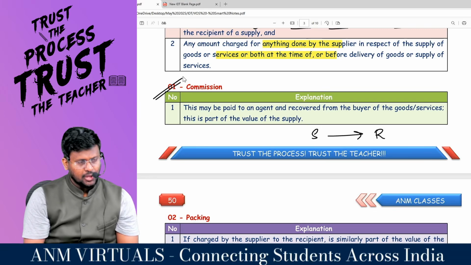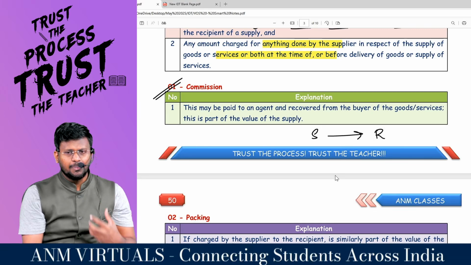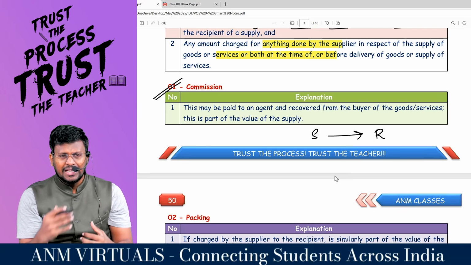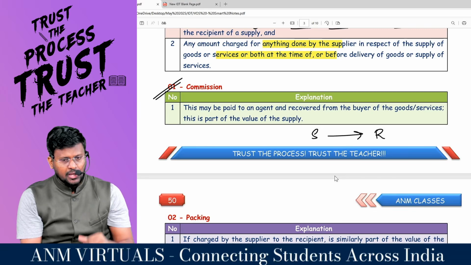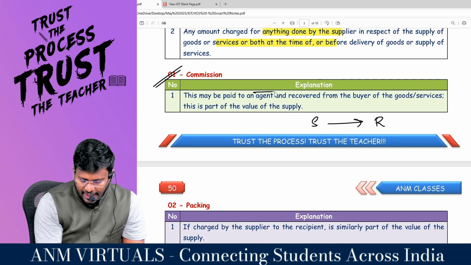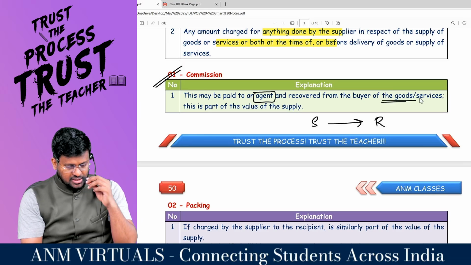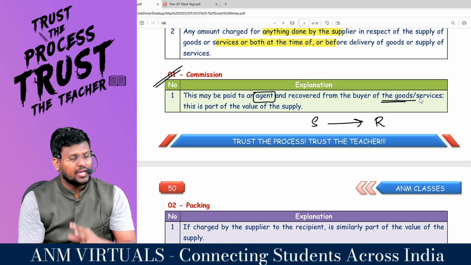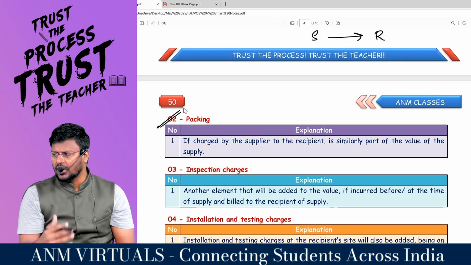Number 1, commission. Sir, sometimes for the supply of goods or services or both, the supplier will be incurring commission and that commission will be charged from the recipient. Right, sir? That has to be, my dear lovable students, included in the value. So this may be paid to an agent and recovered from the buyer of goods or services. This is part of the value of supply. Sir, packing expenses. Supplier may incur packing expenses.